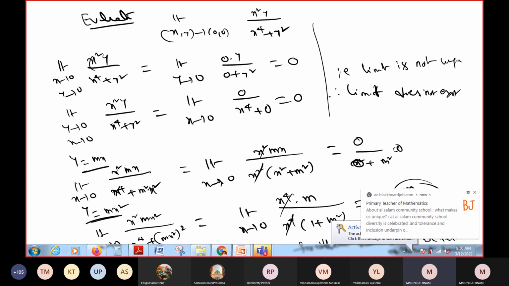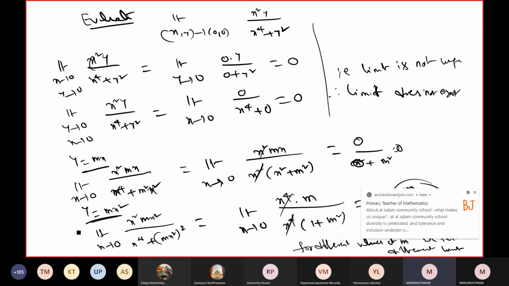So, likewise, you have to verify all the paths. That is very important. So, mainly, if along a path the limit does not exist, you can say directly that the limit does not exist. So, along the path of y equal to mx square, the limit does not exist. Therefore, limit does not exist. No problem, no need to write all this also.